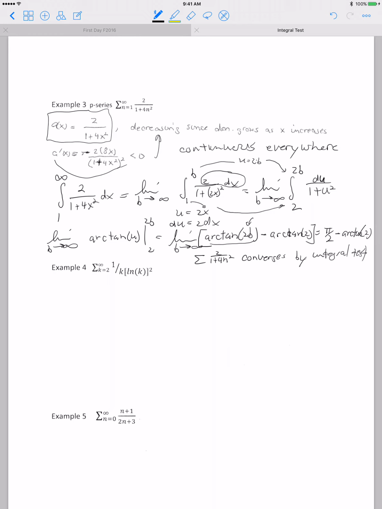Okay, so let's see what you did. The function 1 over x, natural log of x squared, is indeed decreasing, and the denominator is 0 at 0 and 1. So as long as x is bigger than 1, the denominator is not 0, and it's a nice and continuous function. Okay, so the hypothesis is satisfied.